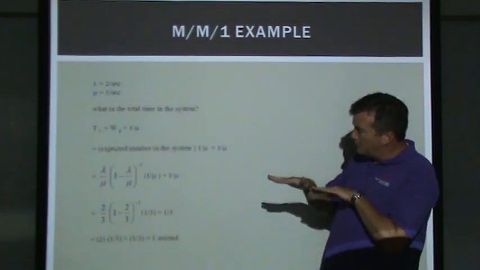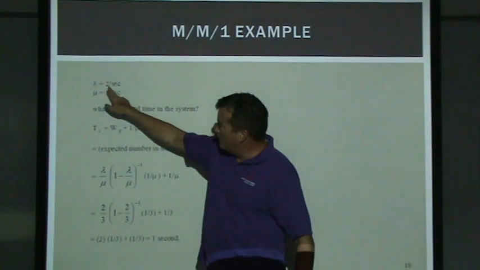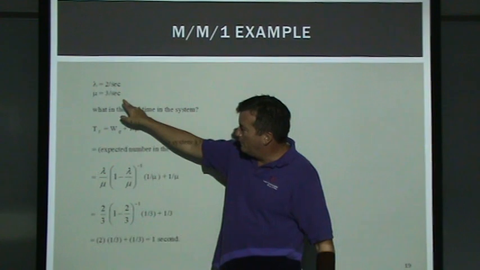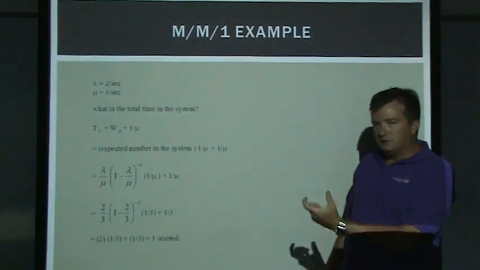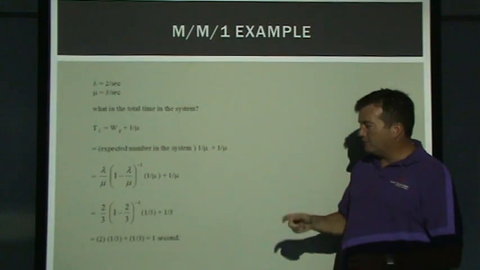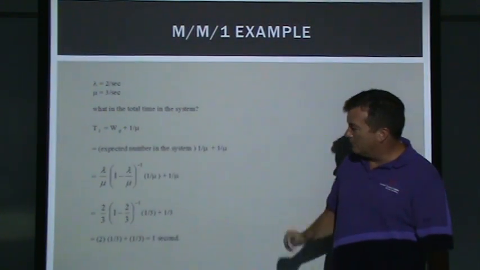So we arrive at this queue with a rate of 2 in and a rate of 3 out. It'll take us a whole second to get through the queue: 2/3 of a second for the 2 customers we expect to see in front of us, and 1/3 of a second for ourselves.